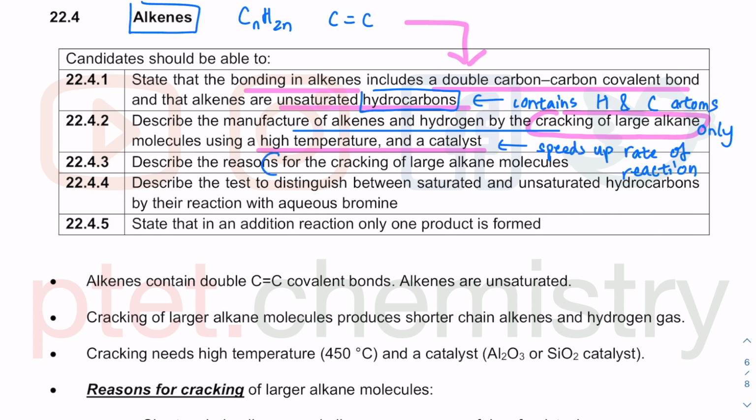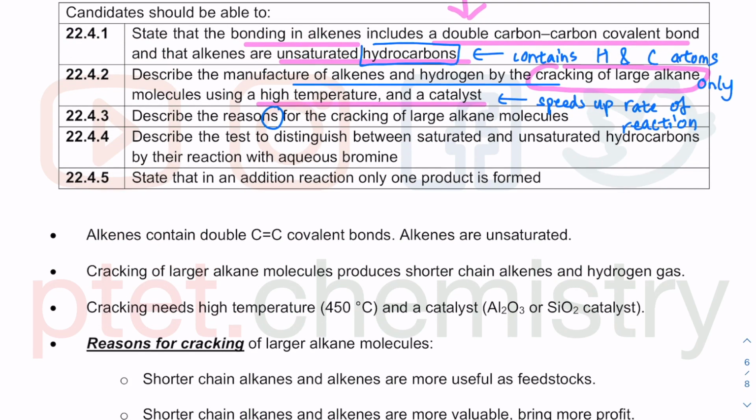Describe the reasons. Look at the plural. Why do we want to crack large alkane molecules? Because we want to get short-chain alkenes. Why are they valuable? Why is it important? Because they are valuable and can make a lot of profit for big companies, oil and gas companies, of course.